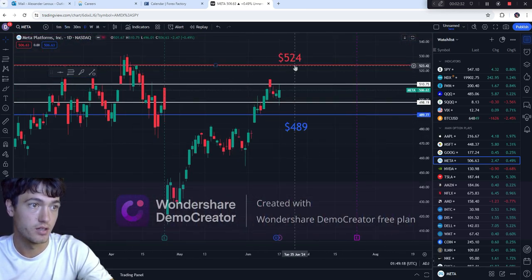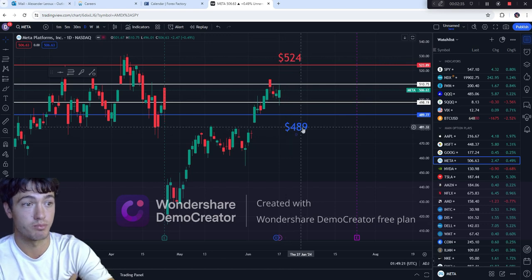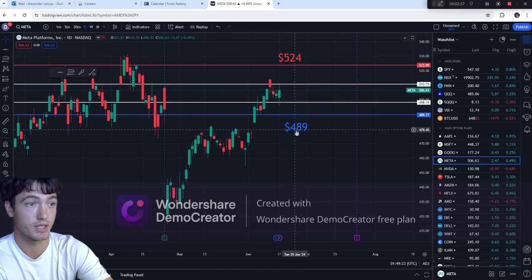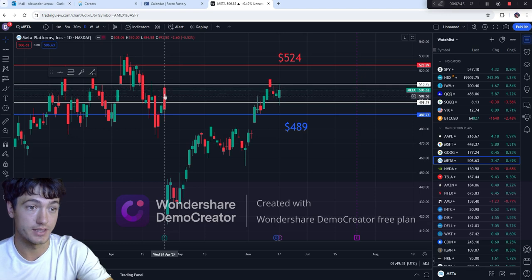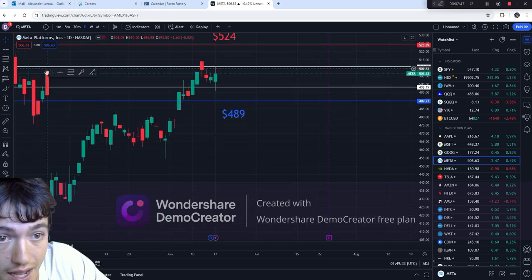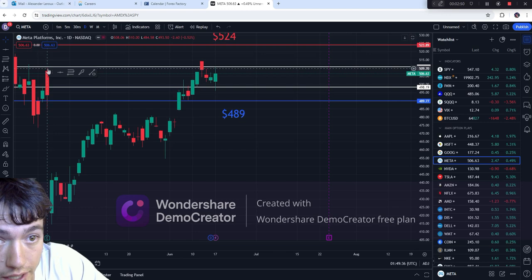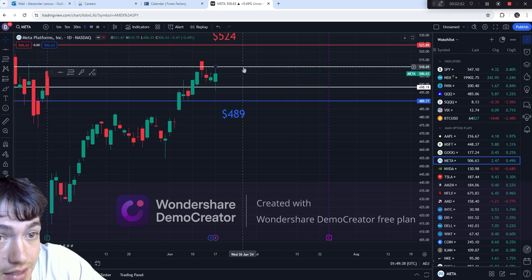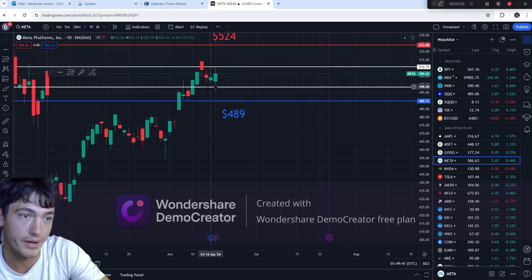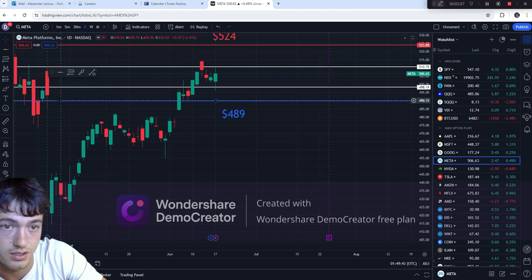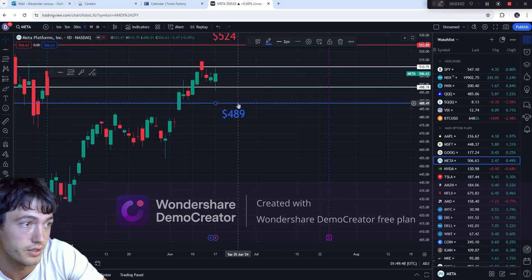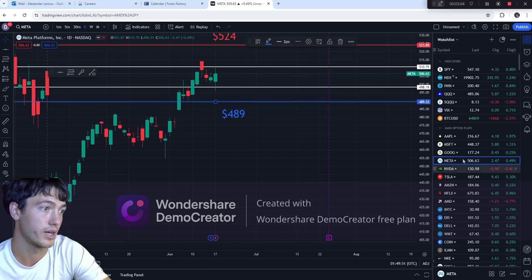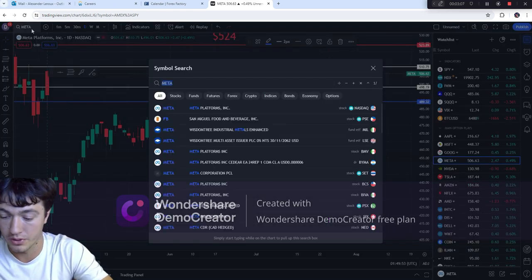I still have resistance at 524 and support at 489. That's what I'm looking at on Meta. Maybe there could also be a little price target up here, but that's really where I got this target from. You see here before earnings, that high right before it dumped, that's where I got that target from, and that's where it hit exactly today. And see how I got this target right here, it's really that high and this low that was acting in this area. So that's how I'm getting those targets. Pretty basic, right?